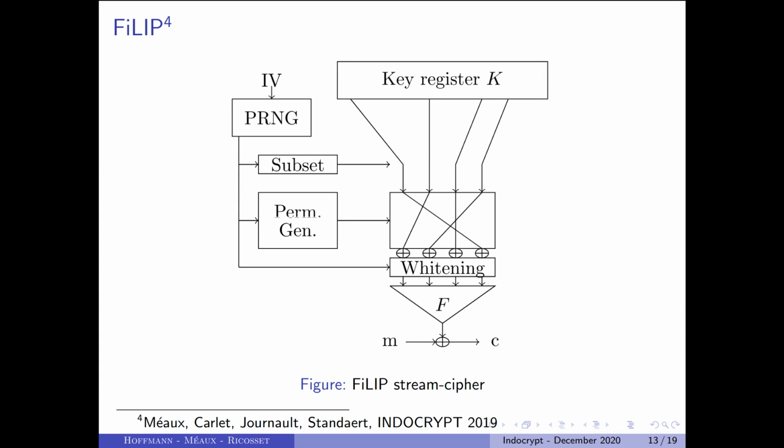Now that we have our homomorphic encryption scheme, we need a stream cipher. So this figure explains how FiLIP works. Basically, there is a totally public PRNG, the seed is public, everything is public, and a key register. With the PRNG, you start by taking a subset of the key. Then you shuffle this subset, and finally, you XOR random bits from the PRNG to this shuffle.